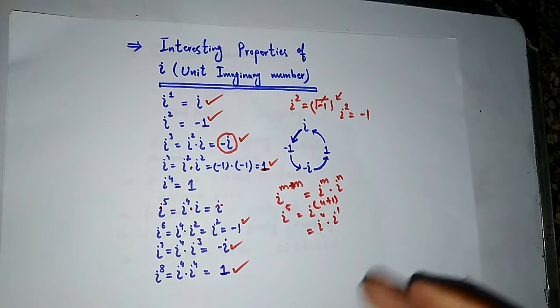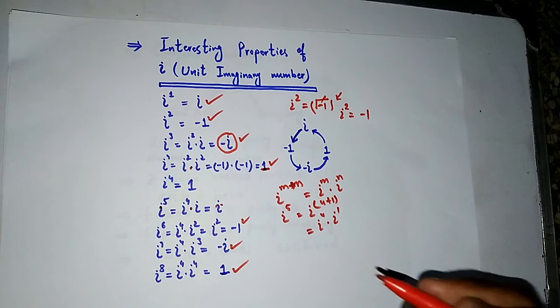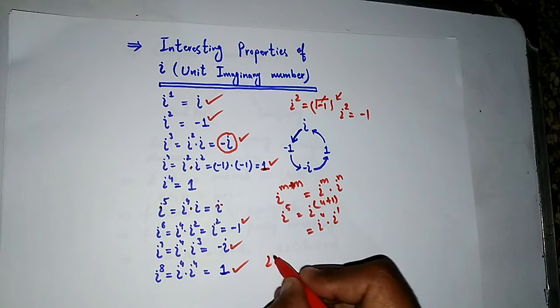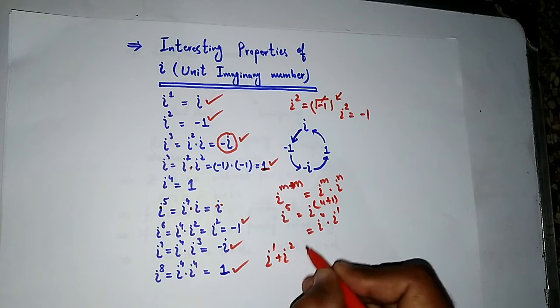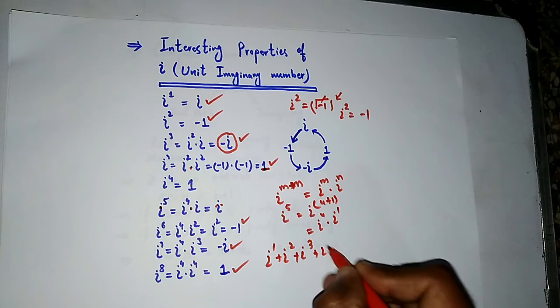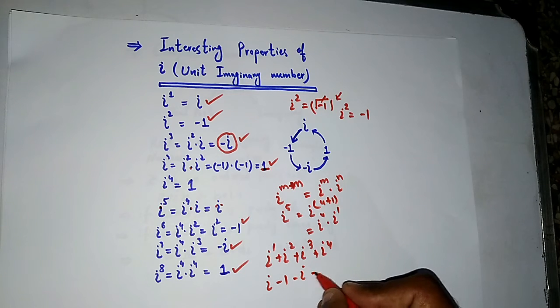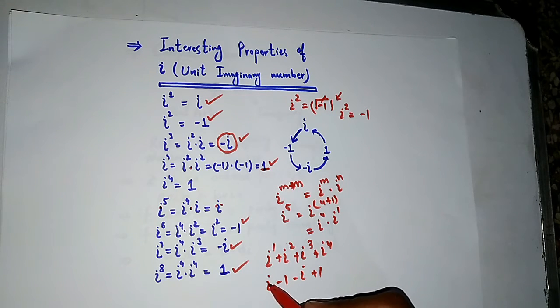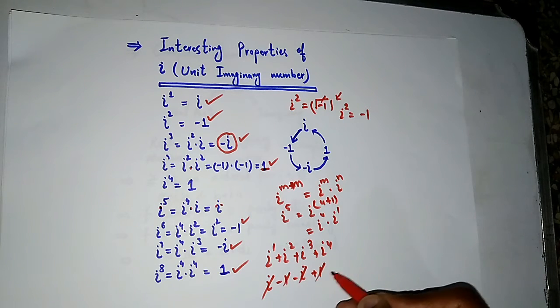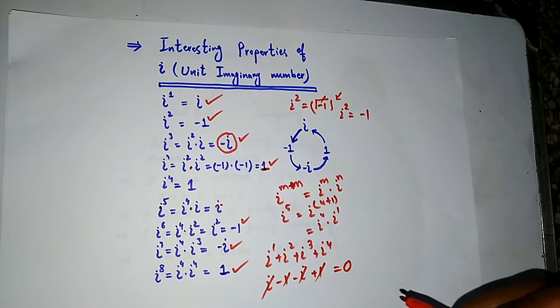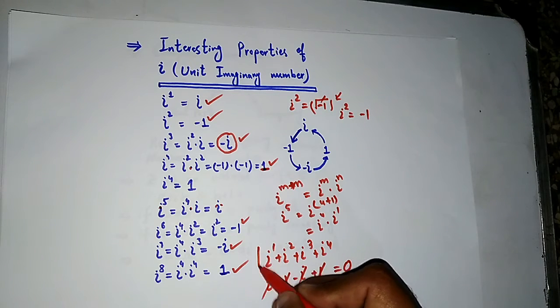If we add these 4 powers of iota, we get iota power 1 plus iota square plus iota cube plus iota power 4. Iota power 1 is iota, iota square is equal to -1, iota cube is equal to minus iota, iota power 4 is equal to +1. Here we can see plus iota and minus iota cancel out, -1 plus 1 cancel out, and the answer is 0. This is a very interesting fact about these 4 powers.